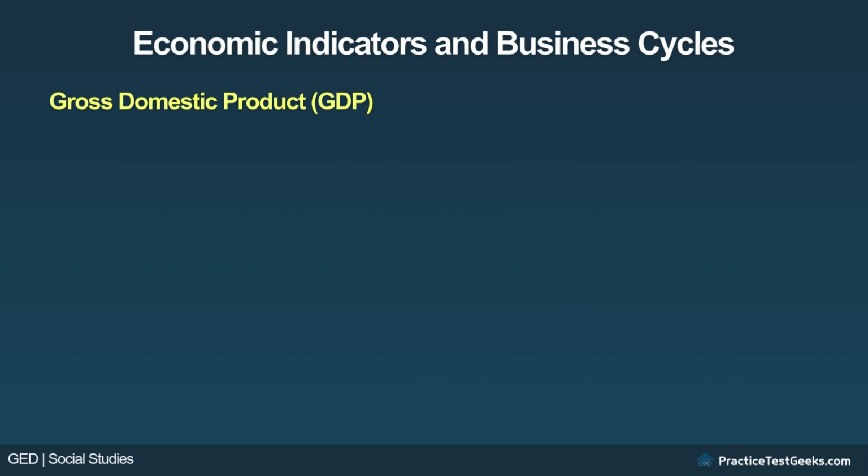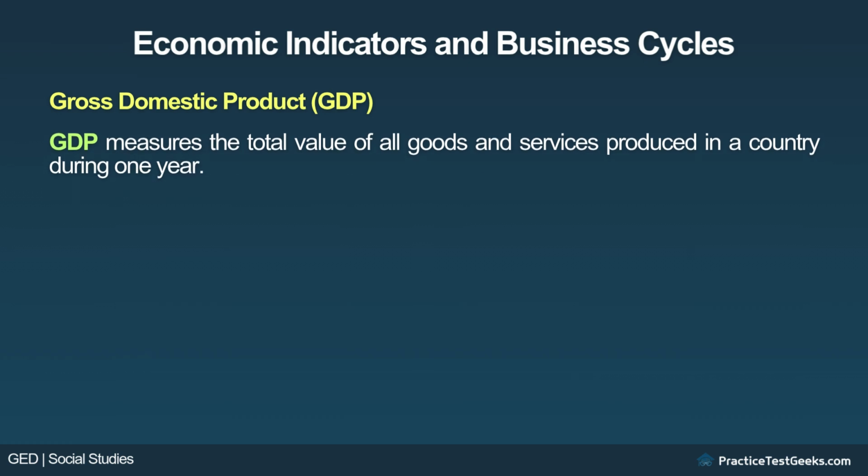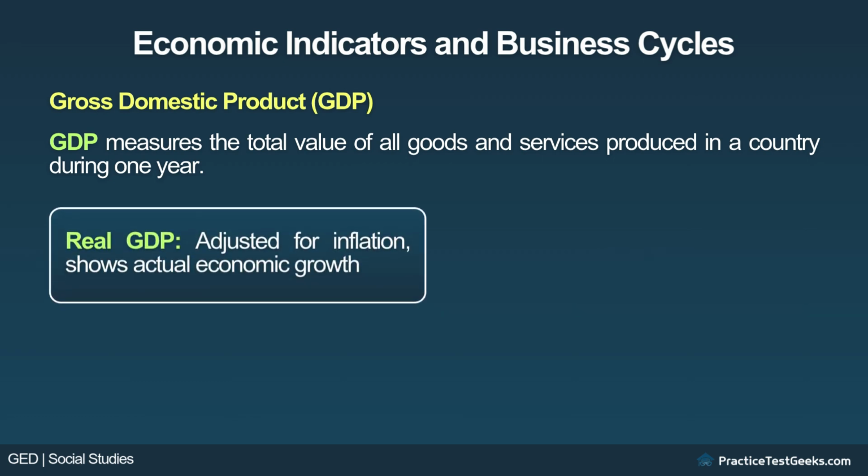Gross domestic product, GDP. To begin with, GDP measures the total value of all goods and services produced within a country during 1 year. It serves as a broad indicator of a nation's economic activity. Real GDP. This is adjusted for inflation and shows actual economic growth over time.